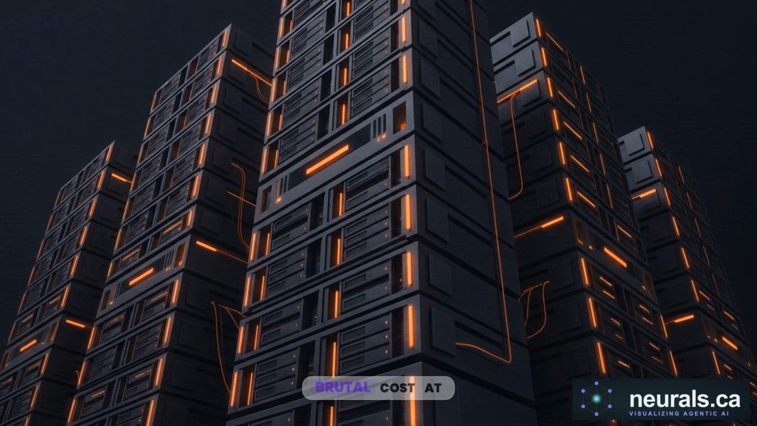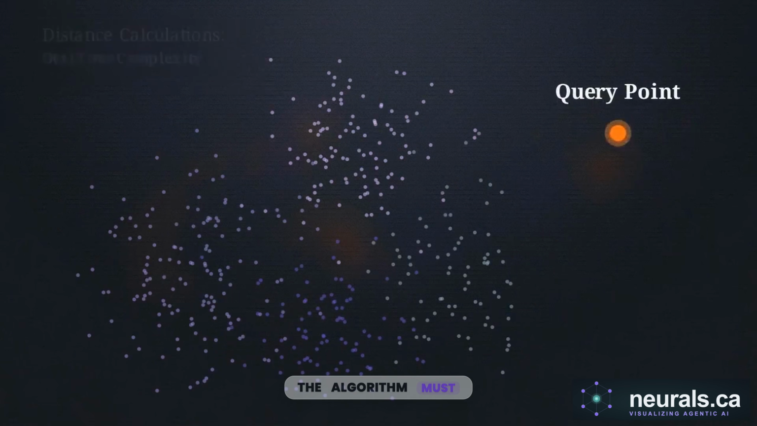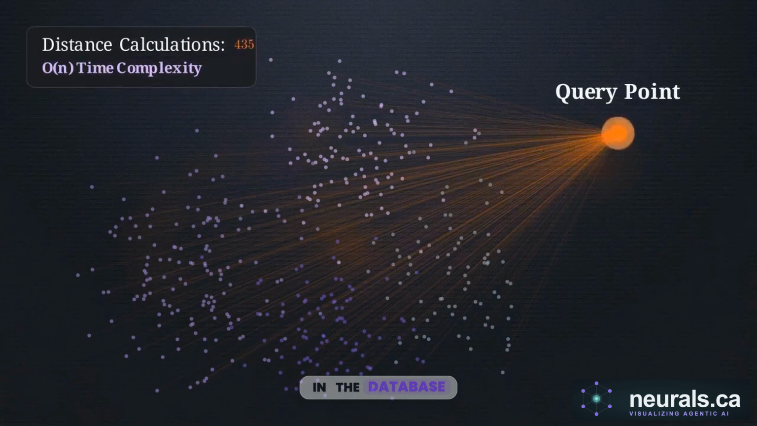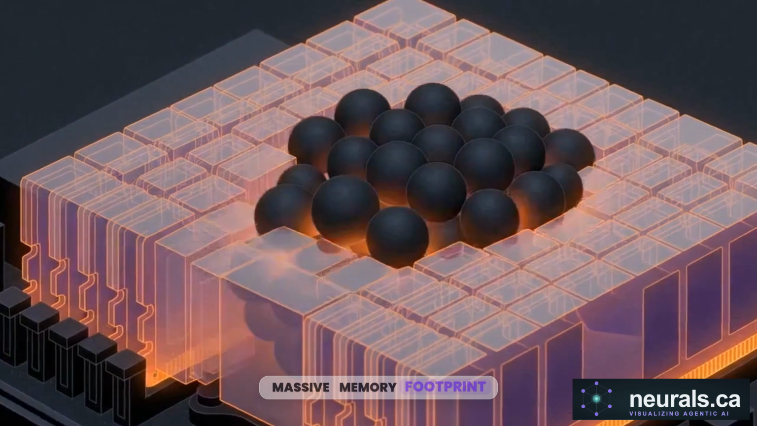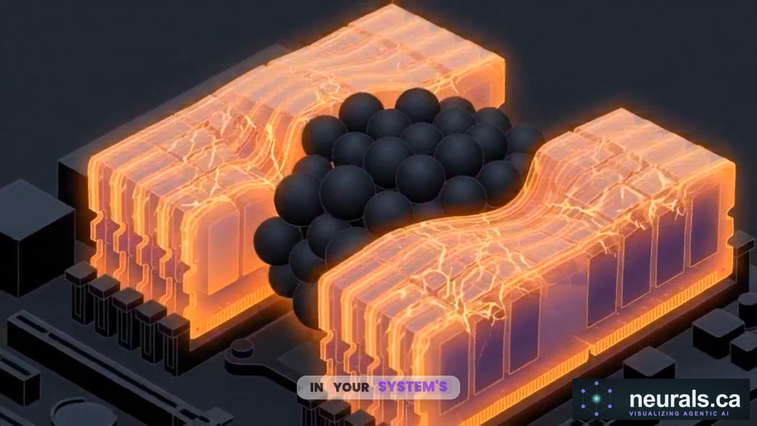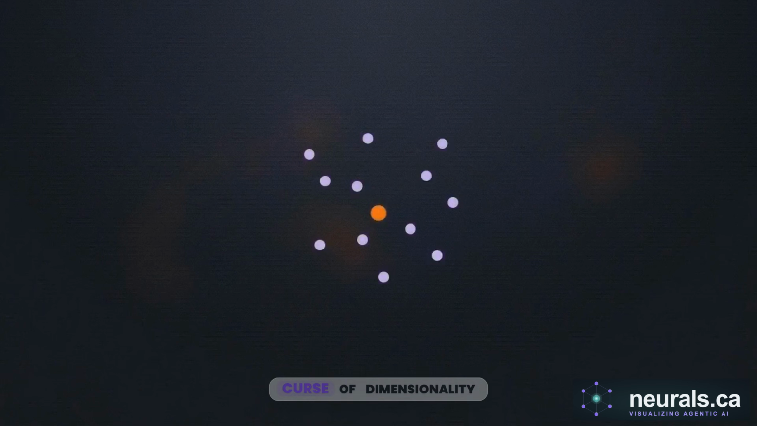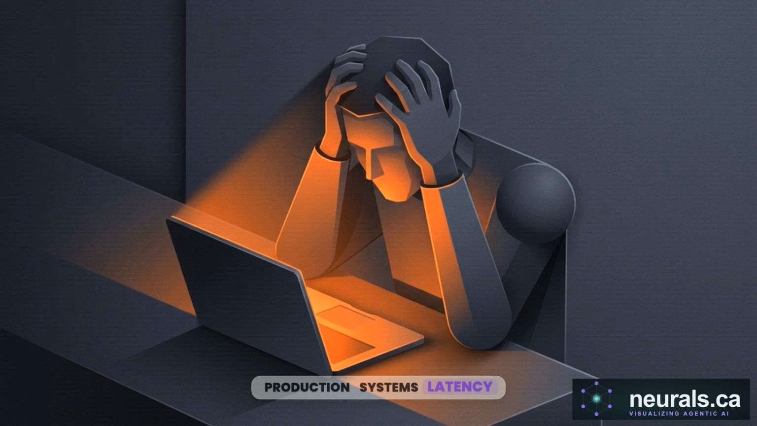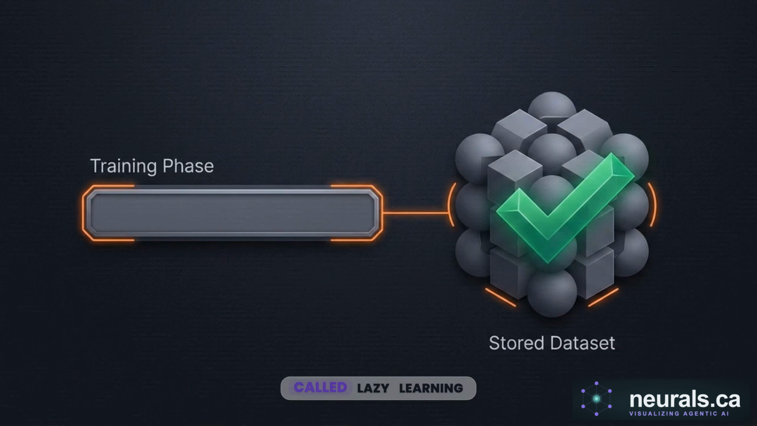But that upfront savings comes with a brutal cost at deployment. To make a single prediction, the algorithm must execute a brute force scan, measuring the distance to every single point in the database. That imposes a massive memory footprint. The entire historical training dataset must remain resident in your system's RAM at all times. Then you run into the curse of dimensionality. Scanning a massive dataset to calculate thousands of distances for every single real-time user request will immediately break a production system's latency budget. It is simply too slow for live environments. This architecture is called lazy learning.